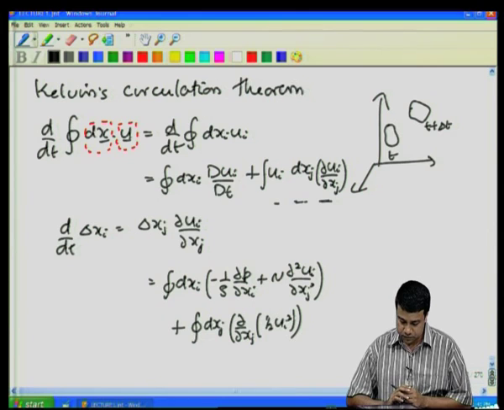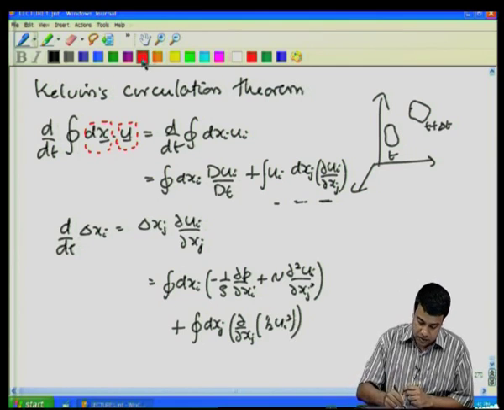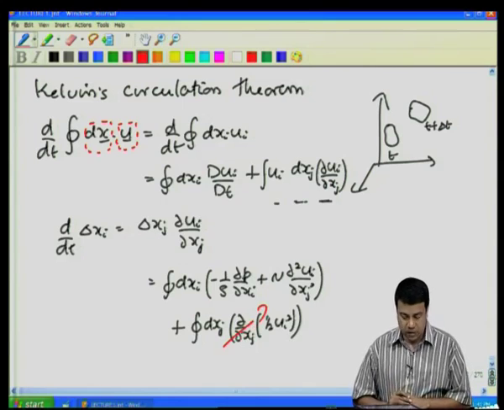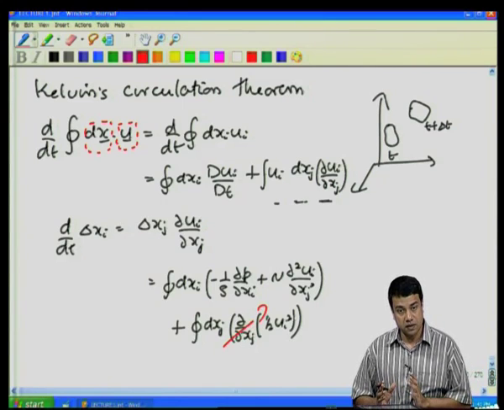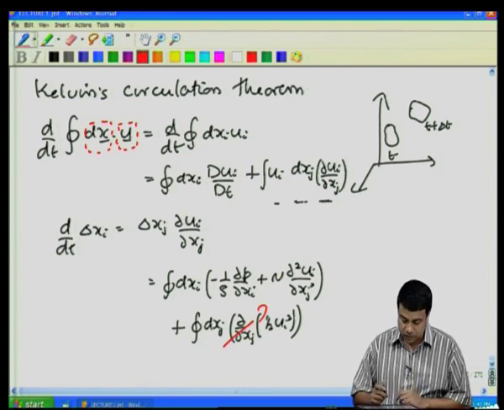The second term, a gradient of a function integrated over a closed loop, has to be equal to 0 from the gradient theorem. Basically, the gradient of some function, half ui square, integrated over a closed loop, dx dot grad phi, has to be equal to 0. In the first term, the pressure gradient integrated over a closed loop, once again the gradient of a scalar integrated over a closed loop has to be equal to 0.